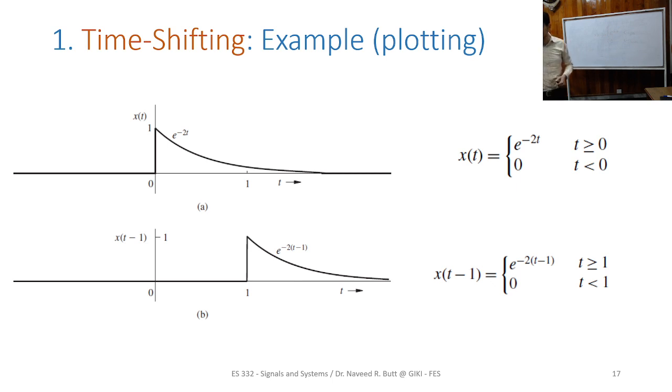So notice this thing. Why did it come here now? Because of that change. t minus 1 greater than or equal to 0 means t greater than or equal to 1. So the exponential function that was originally starting at 0 is now starting at 1. There is a delay happening later, by 1 unit.